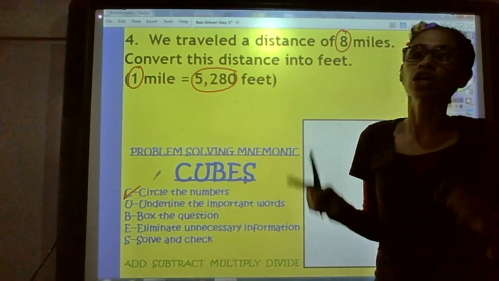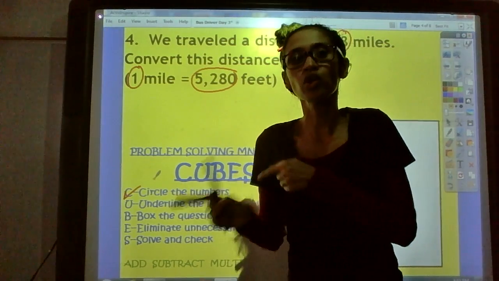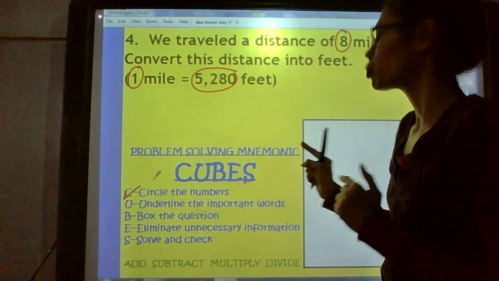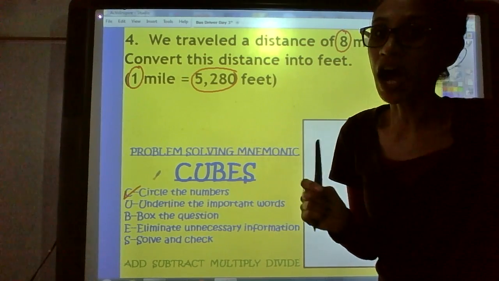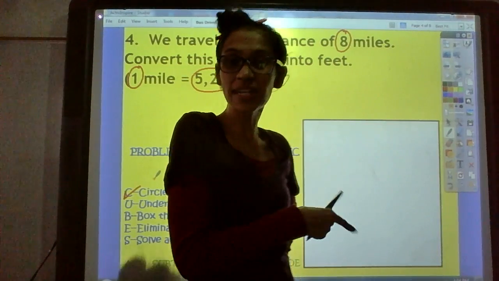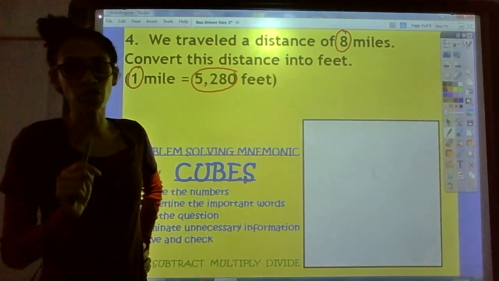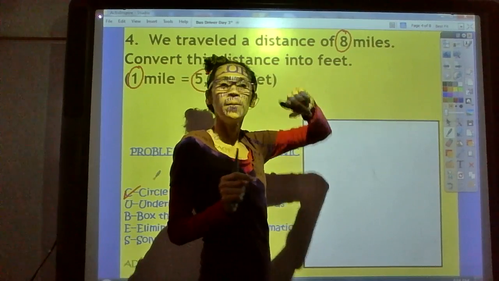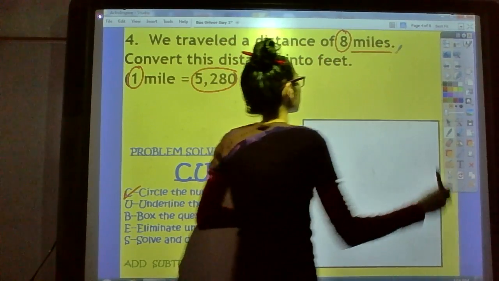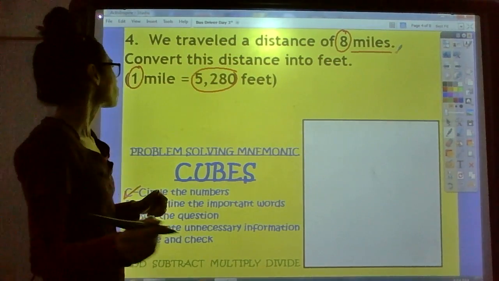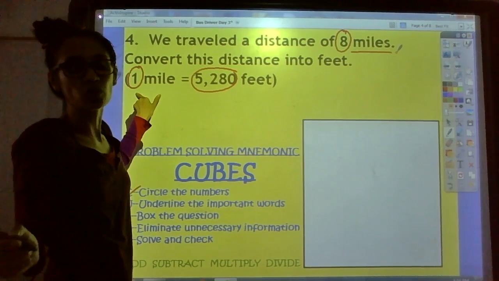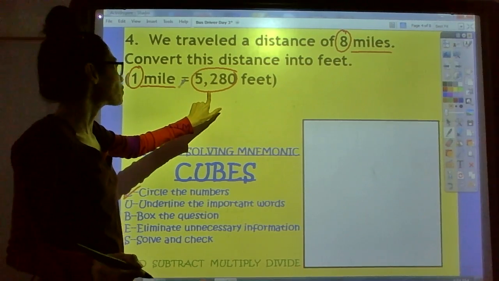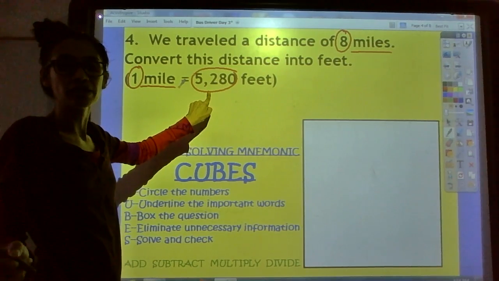The next step is the U step in our CUBES clues. It says to underline the important words. Let's find the important words by finding the units of all the numbers we circled. 8. What's the unit? 8 what? 8 miles. Bam, right there. What else do you see? 1. What's the unit? 1 mile. We have this number, 5,280. What's the unit of that?